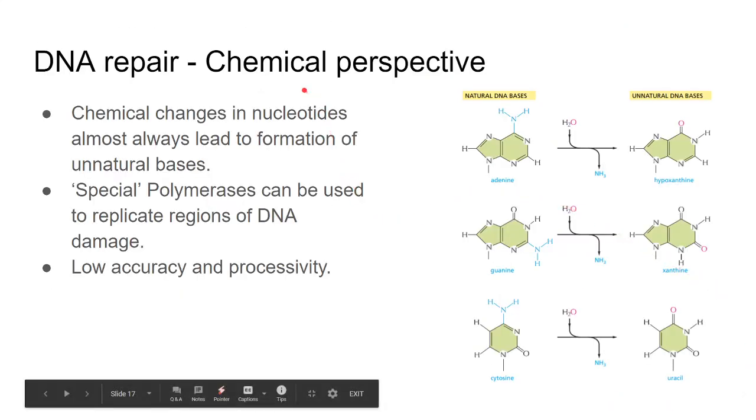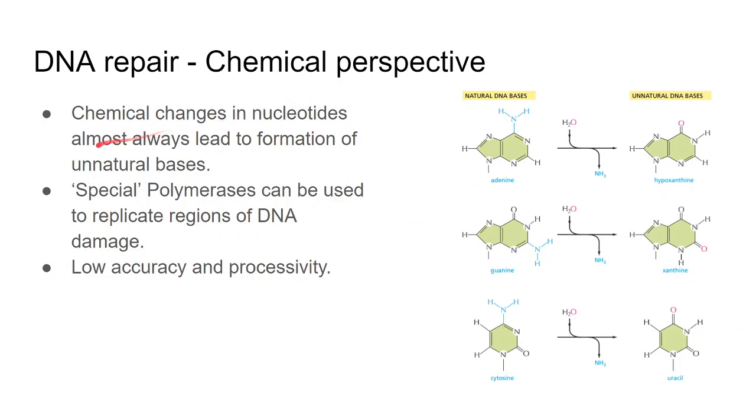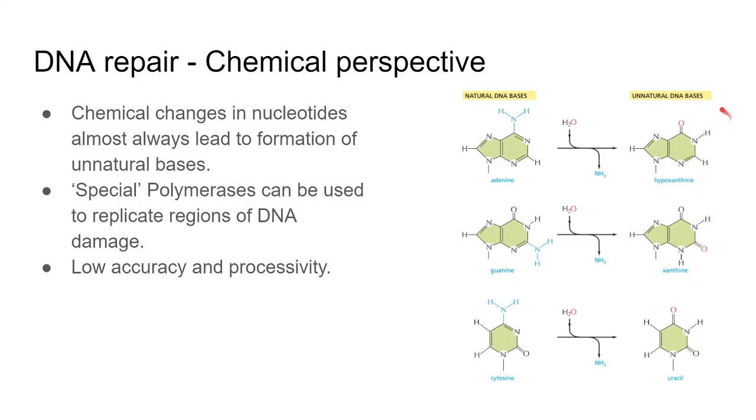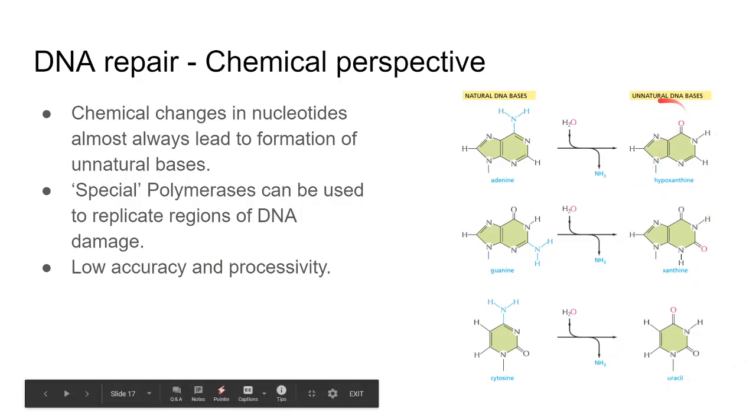Okay, now we'll talk about a chemical perspective of the entire process. The chemical changes in nucleotides almost always lead to the formation of unnatural bases. So that's what your BER is detecting, unnatural bases. If you have a deamination of adenine, you form hypoxanthine. Hypoxanthine is not supposed to be there. If you have deamination of guanine, you have a xanthine. Xanthine is not supposed to be there. If you have deamination of cytosine, we talked about this, it will be uracil, and uracil is not supposed to be there. So it always leads to the formation of unnatural DNA bases, and these are removed.